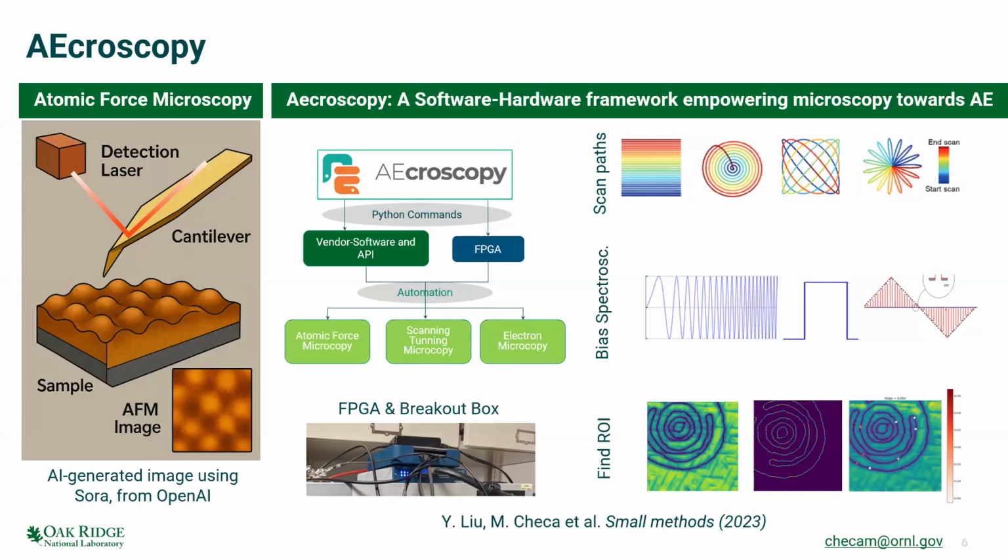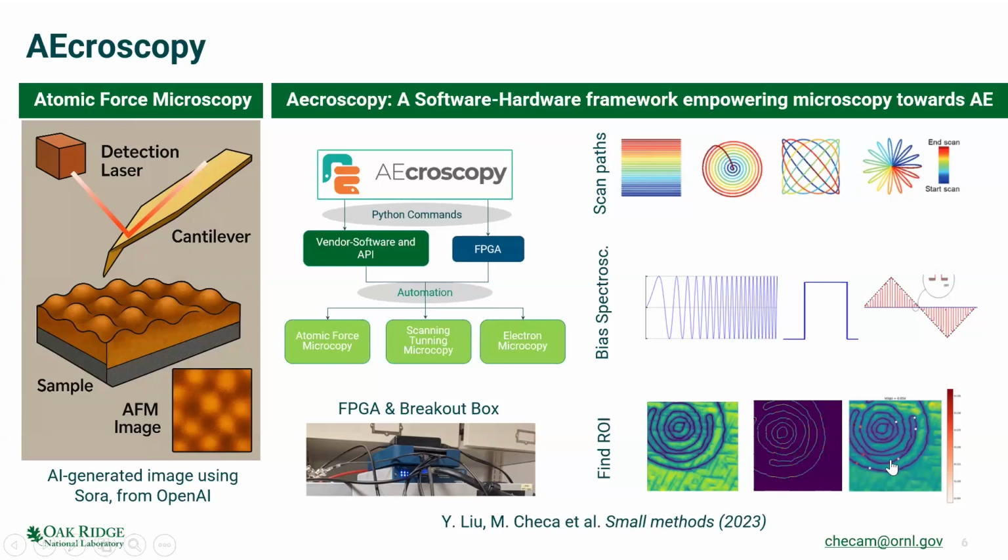Some examples of what we can do is, as I said, tuning the scan path. So not only left, right, but doing a spiral or a Lissajous type scan, doing a flower scan like this one. I'll be showing some examples of that. But we can also do different bias spectroscopies, so apply pulses to the tip, apply different waveforms. And not only that, but we can also find specific areas of interest.